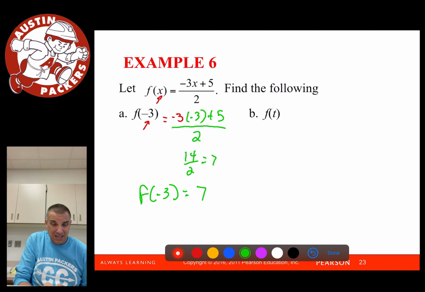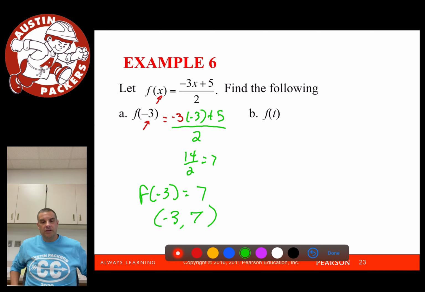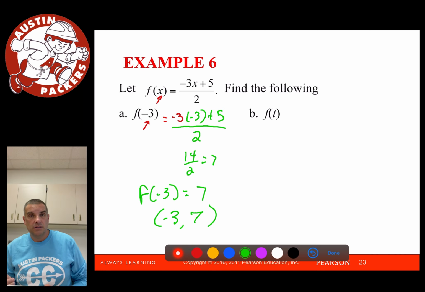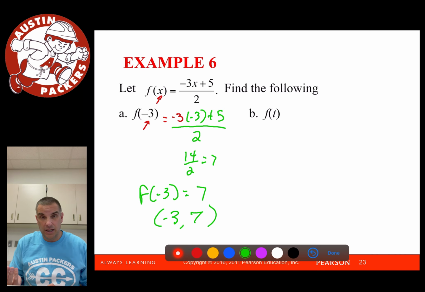Well, what does that mean? Essentially, that means that you've got the ordered pair. Your x value is negative 3. Your output is 7. Because remember, you can replace the f of x with y. Okay? You can replace the f of x with y. So we could have y equals, and so on and so forth.